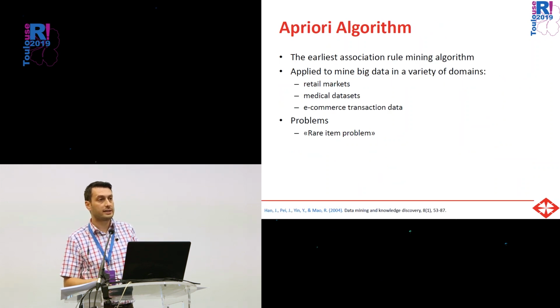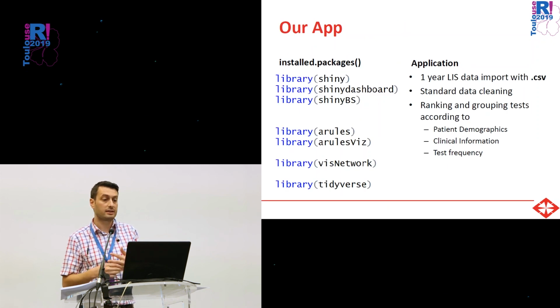For the laboratory, it can be for a renal failure patient. If you order creatinine, you also want to see blood urea. We can use the Apriori algorithm for this. This is applied in lots of fields, but there is a rare item problem in the Apriori algorithm, and this is very important in clinical laboratory tests. I will talk about it.